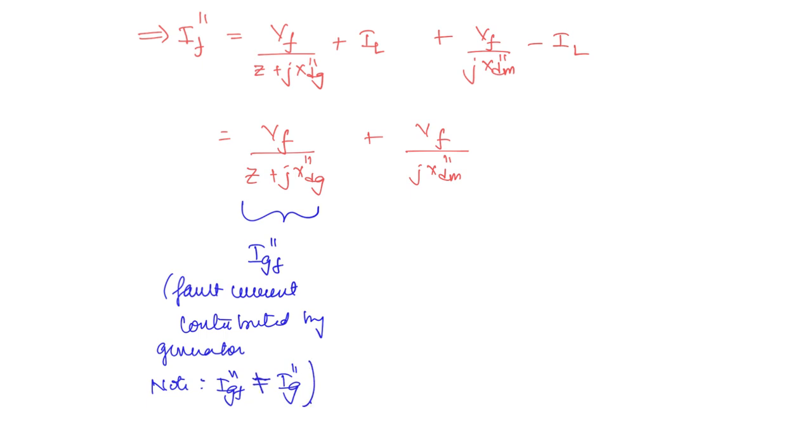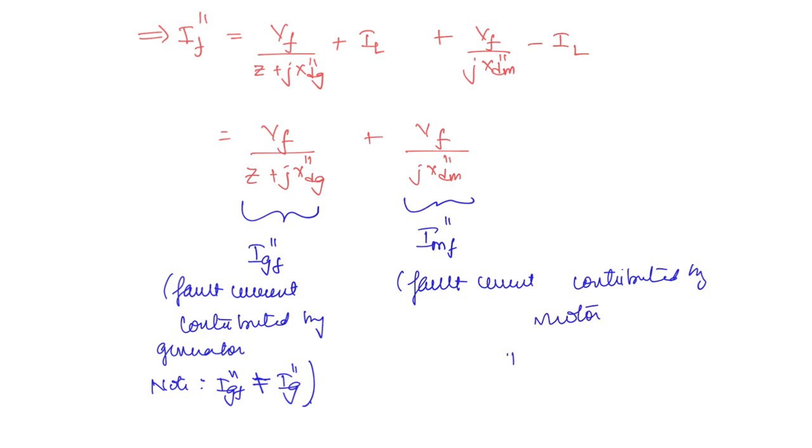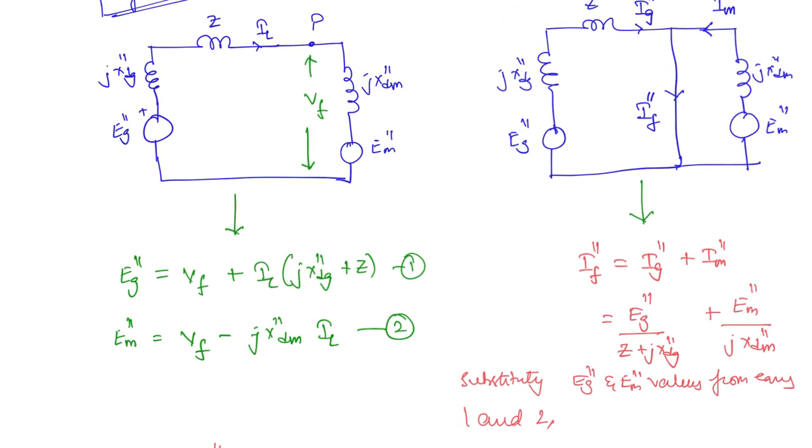Similarly this is represented as Imf double dash. So this is the fault current contributed by the motor. Here also Imf double dash is not equal to Im double dash. Similarly, this is the subtransient fault current. Similarly, you can find the transient fault current. So wherever subtransient values you have taken, here instead of Eg double dash you will take Eg dash, and here x dg dash you will take. All the transient values you will take. You will get the similar expression.